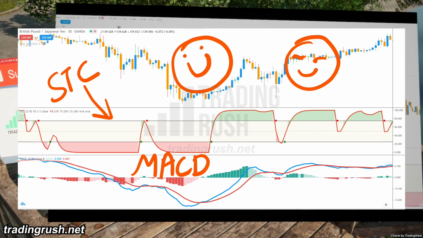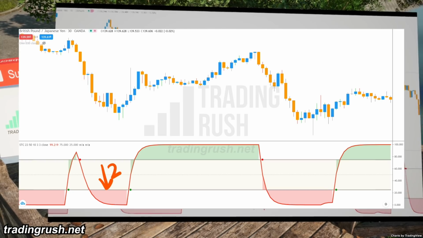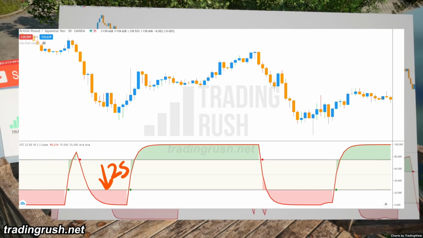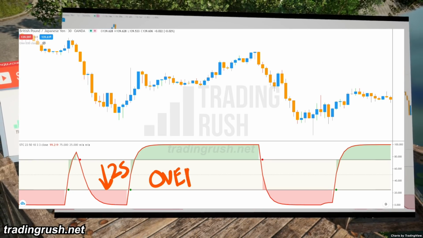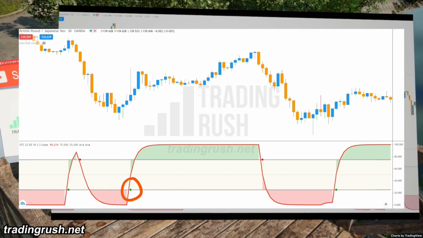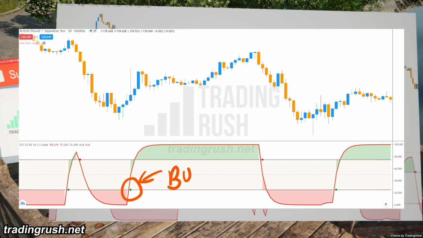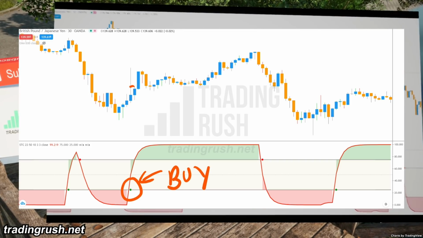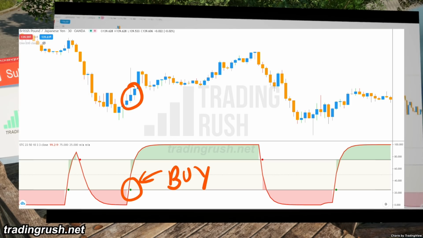When the shaft trend cycle is below 25, price is considered to be oversold. When this happens, we should look for long trading opportunities. Since 25 and below is the oversold area, the buy entry signal is when the signal line crosses above 25.